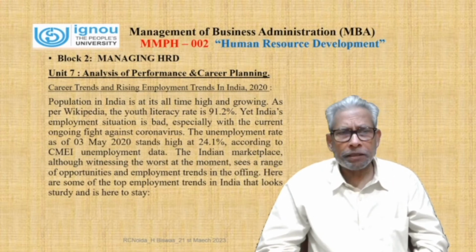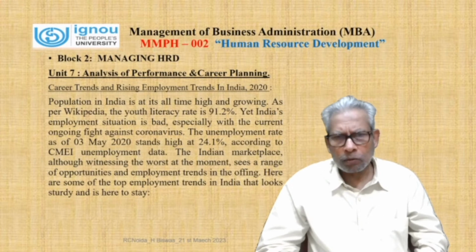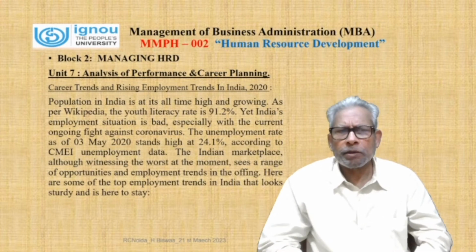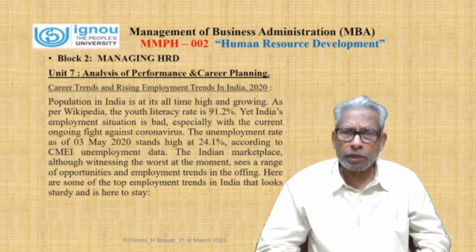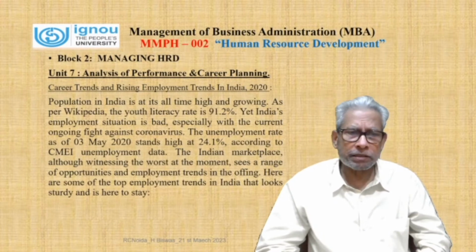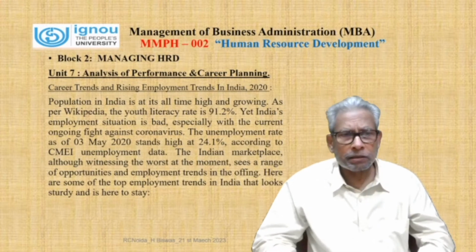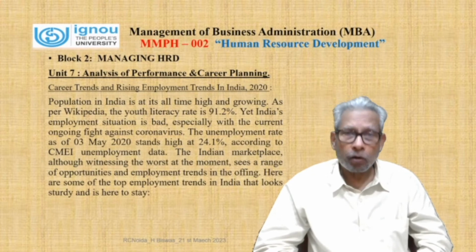The unemployment rate as of 3rd May 2020 stands high at 24.1%. As of date it is reducing a little bit, but the unemployment rate is still quite high. According to the CMIE report, the unemployment figure is 24.1%. The Indian marketplace, although witnessing the worst of the moment, sees a range of opportunities, and a lot of opportunities and employment trends are being offered.